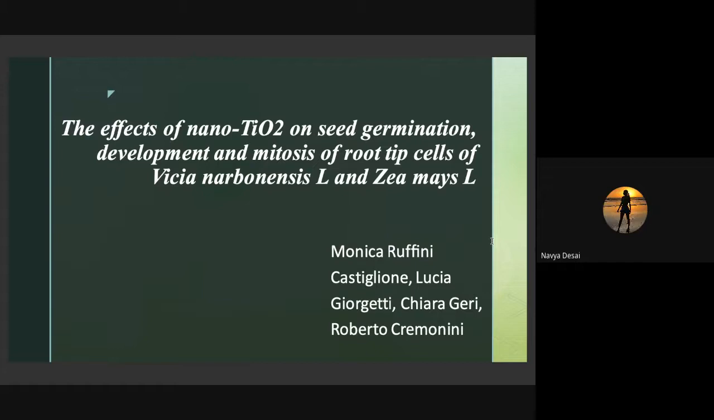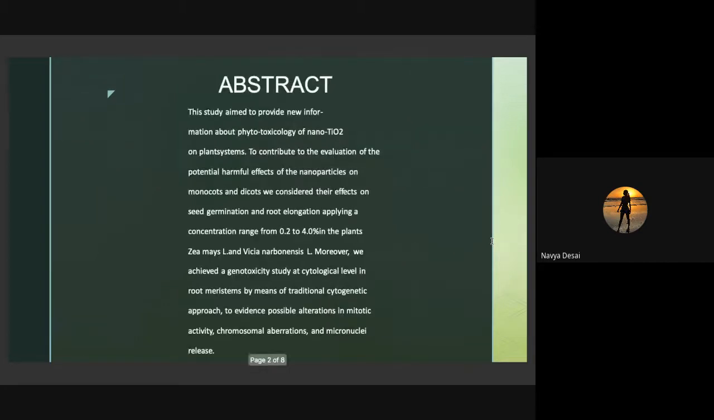My topic for today is the effects of nano TiO2 on seed germination, development, and mitosis of root tip cells of Vicia narbonensis and Zea mays. This research article was taken from the Journal of Nanoparticle Research and written by Monica Ruffini Castiglione, Lucia Giorgetti, Chiara Geri, and Roberto Bernardi. This study aimed to provide new information about phytotoxicology of nano-TiO2 on plant systems to contribute to the evaluation of potential harmful effects of the nanoparticles on monocots and dicots.